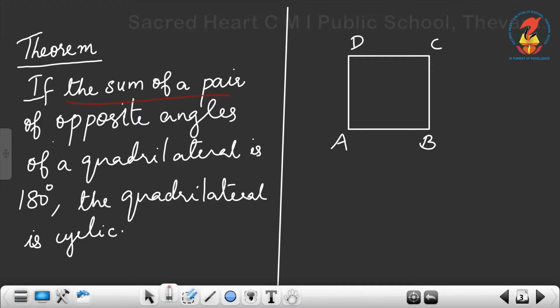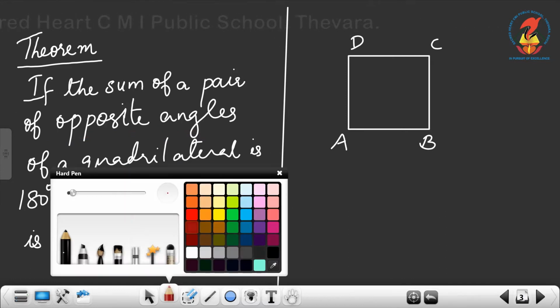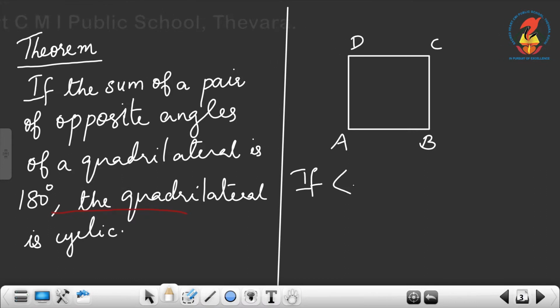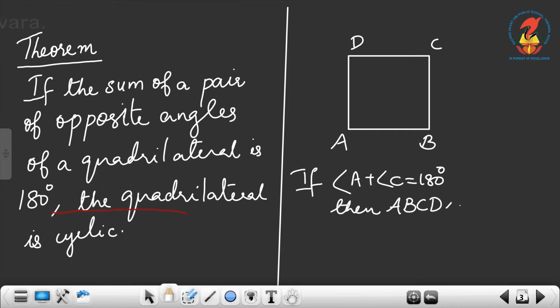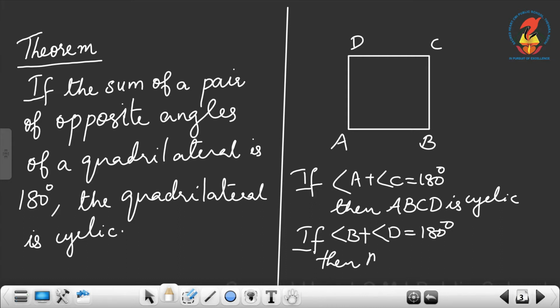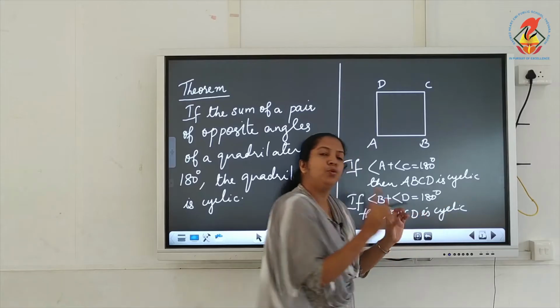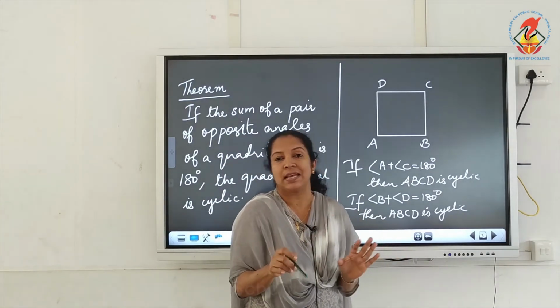So it is given that if the sum of a pair of opposite angles of a quadrilateral is 180, then the quadrilateral is cyclic. That means if angle A plus angle C is equal to 180 degrees, then ABCD is cyclic. Or if angle B plus angle D is 180 degrees, then also ABCD is cyclic. We have to prove any one of these. If one is satisfied, we can say it is cyclic.